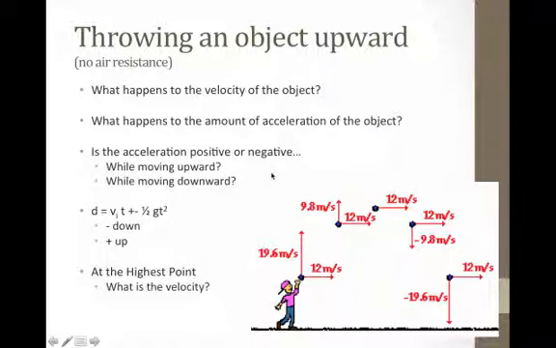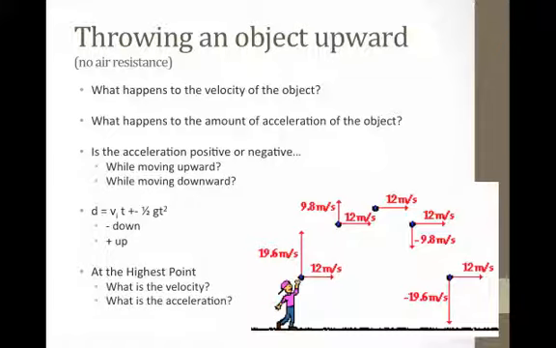Okay, let's look at the highest point. At the highest point, what is the velocity? And what we're talking about here is the vertical velocity. Well, it's not moving up anymore. Just for a brief second, it kind of stops. Your vertical velocity is 0 meters per second.